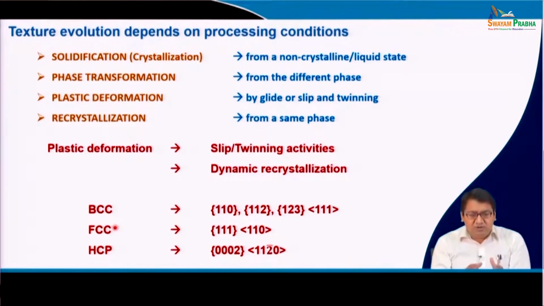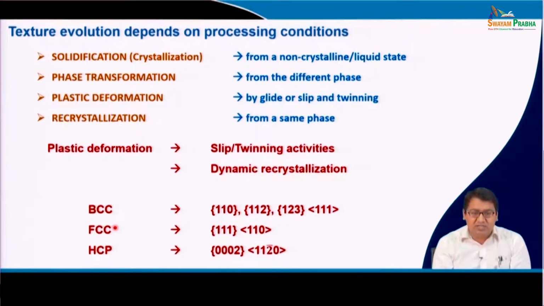So, based upon all these slip systems, a certain kind of texture will develop, and if these slip systems are not sufficient for the plastic deformation, then twinning will take place, and this leads to the formation of a different texture. Therefore, the texture formation depends upon the strain induced during the plastic deformation, the strain rate of the plastic deformation, and the temperature of the plastic deformation.